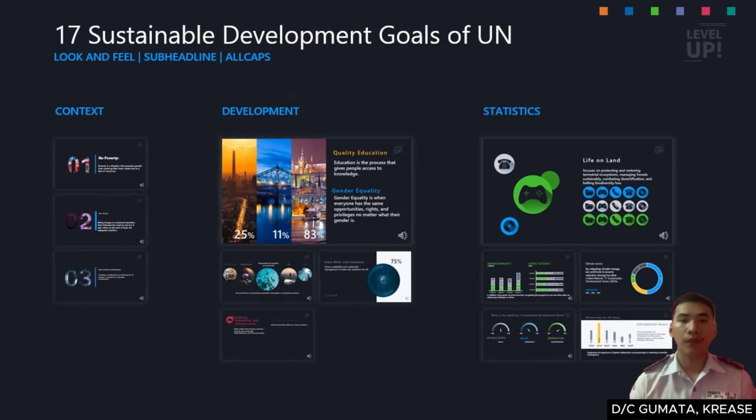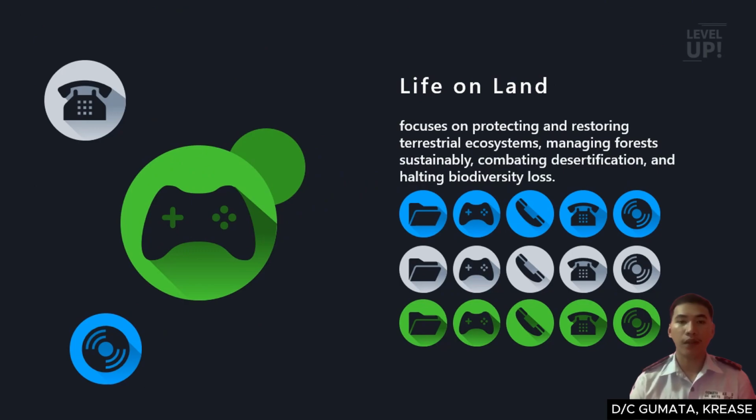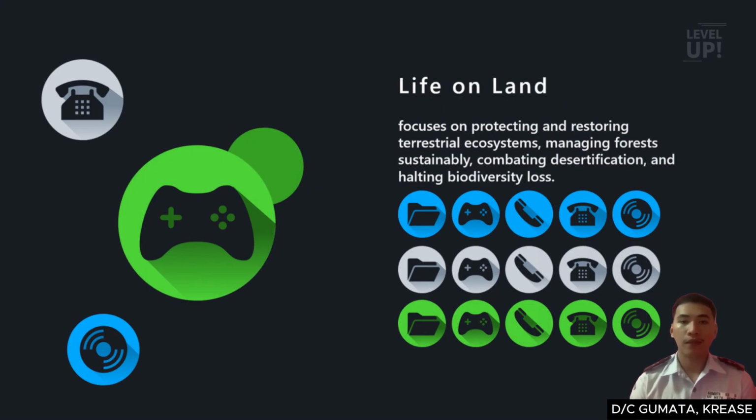Goal 15 focuses on protecting and restoring terrestrial ecosystems, managing forests sustainably, combating desertification, and halting biodiversity loss. Achieving life on land involves efforts to prevent deforestation, restore degraded land, combat poaching and illegal wildlife trade, and promote sustainable land management practices. Preserving biodiversity and ensuring the health of terrestrial ecosystems.